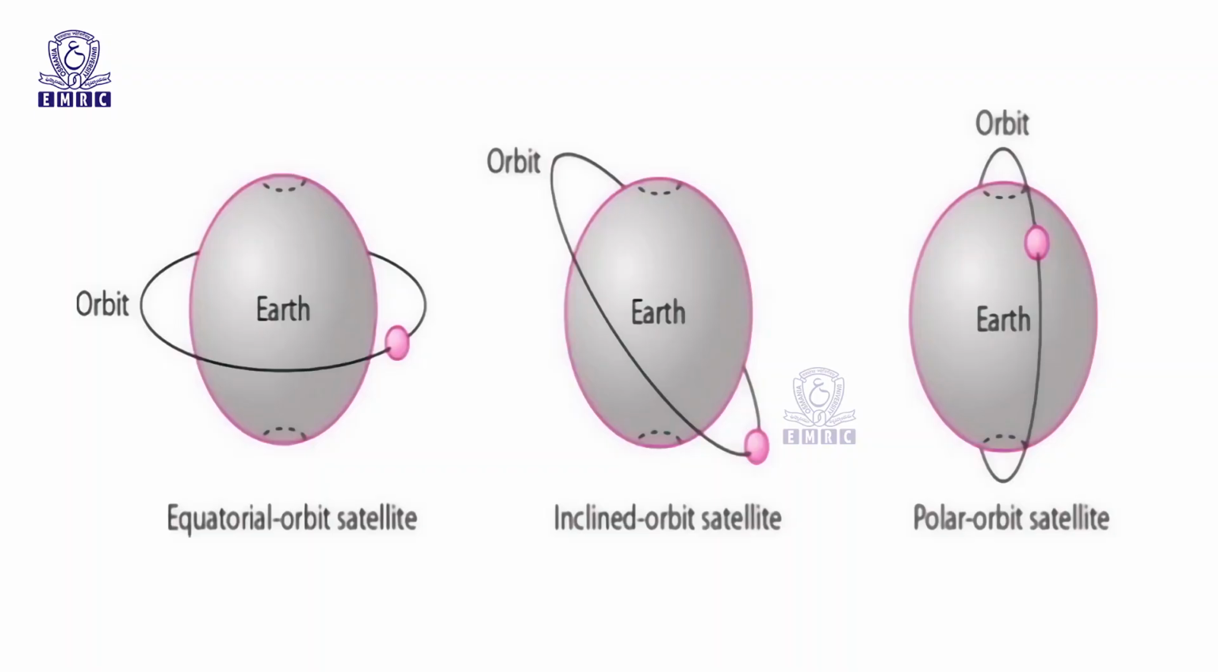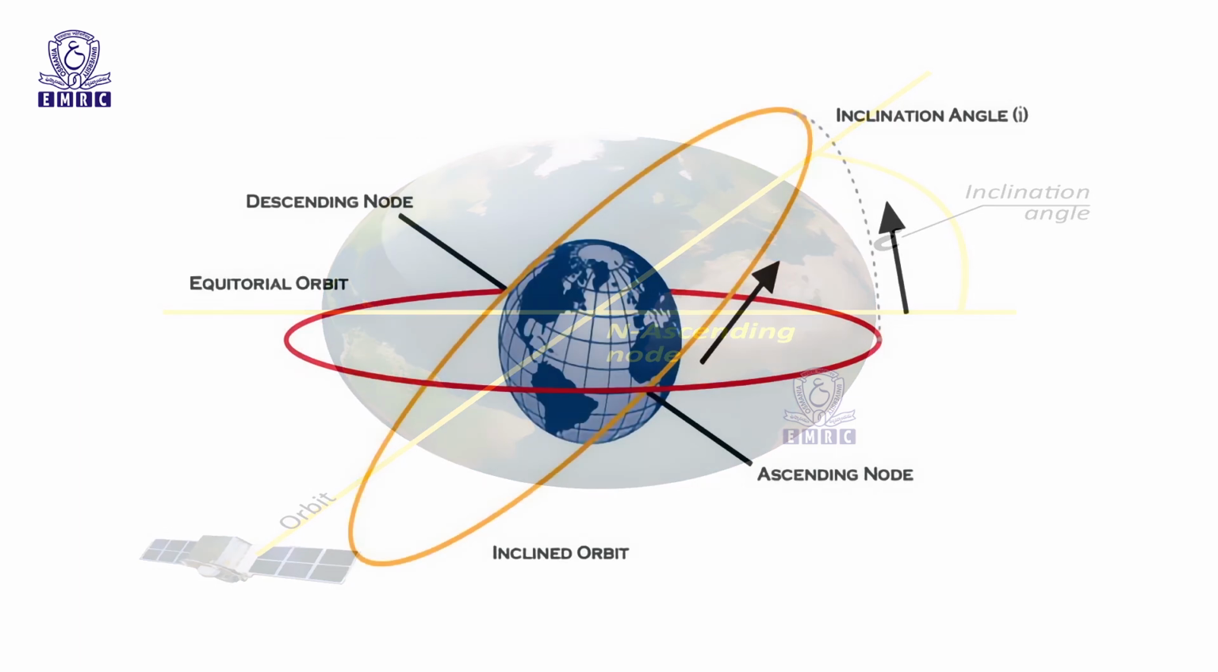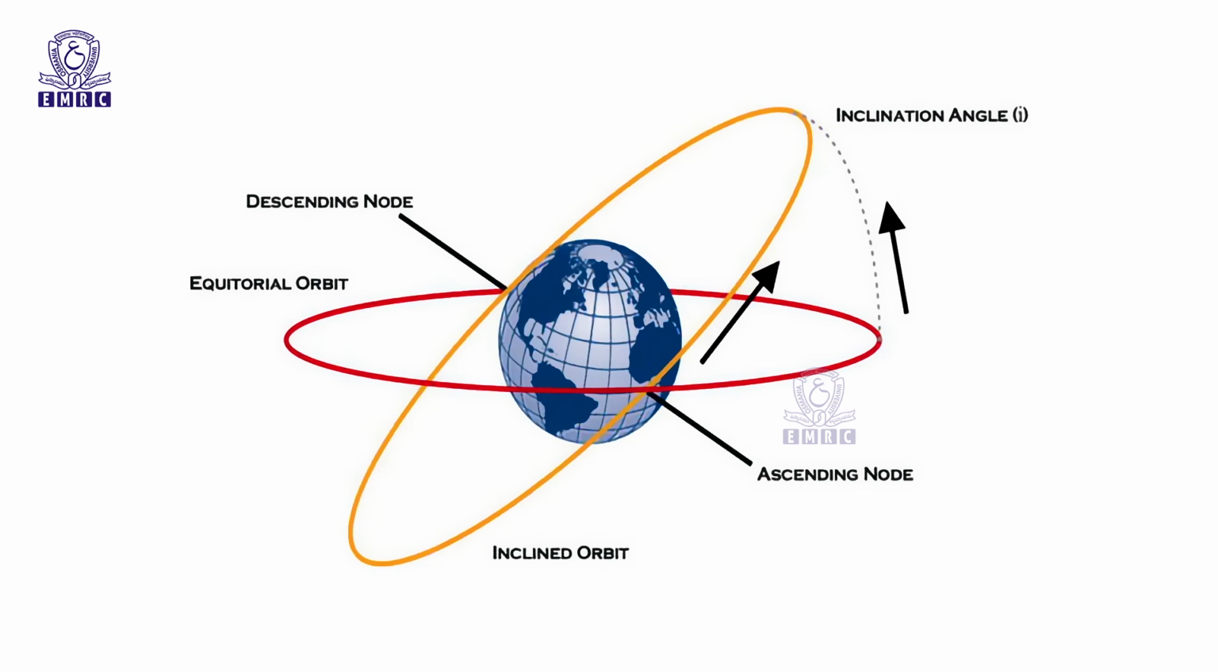Depending upon the angle between the orbital plane and equator, orbits can be categorized into 3 types: equatorial, inclined and polar orbits. If the angle, known as orbital inclination, is 0 or 180 degrees, then the orbital plane lies in the equatorial plane and the orbit is called the equatorial orbit.